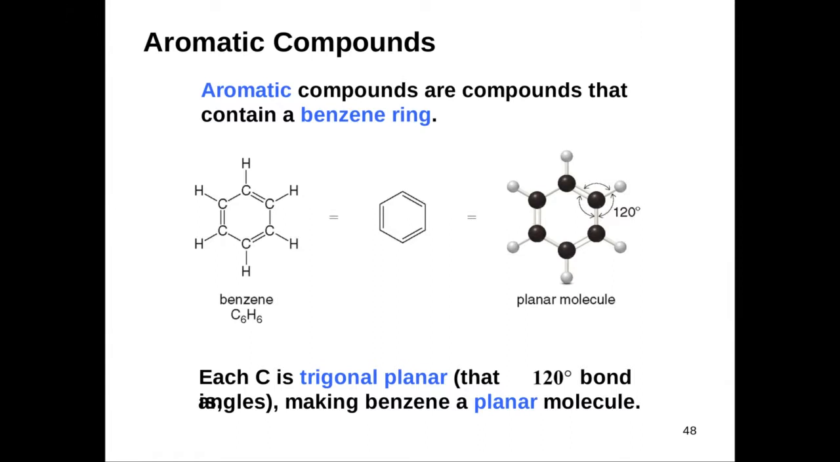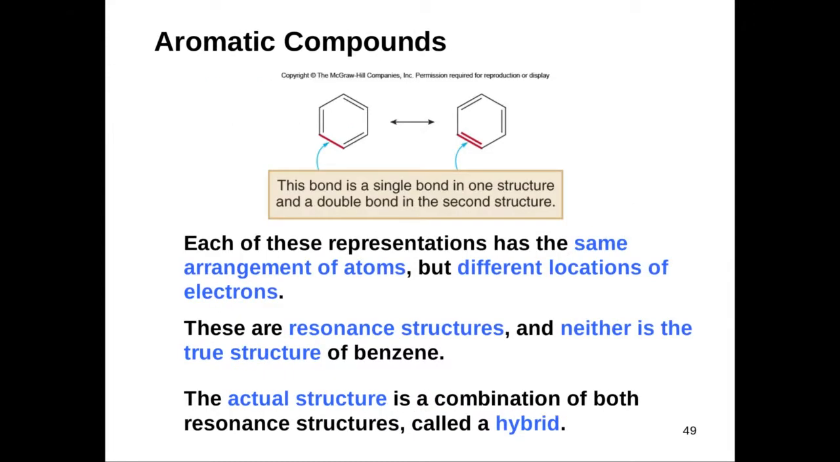Now, each C is trigonal planar, so each one has a 120-degree bond angle. Thus, benzene is a planar molecule. It's essentially flat, which is actually kind of cool. Aromatic compounds are interesting, and we'll talk about what they do for you in a second. But chemistry speaking, each of these representations is actually the same arrangement of atoms, but different locations of electrons. So in a benzene ring, you can kind of rotate where they are. Same chemical formula, same overall structure, but slightly different arrangement of electrons, obviously.